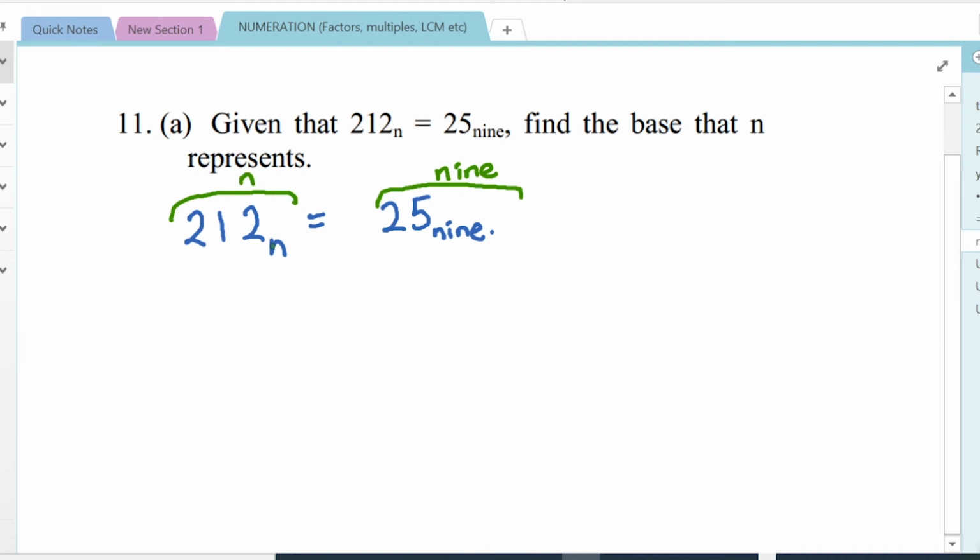Now for us to be able to solve this value of n, both of these must be in the same base. Oh, but I don't mean power 9 or power n, I mean base 2 and base 25. So these ones need to be in the same base. So it means that we are going to change everything to base 10. Then after changing everything to base 10, we shall be able to find the value of n.